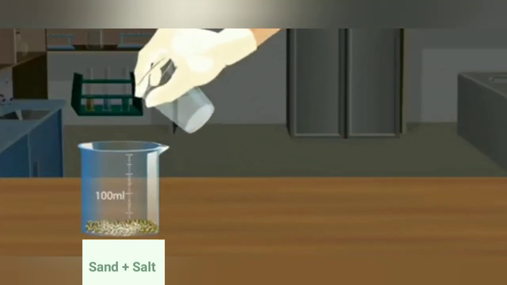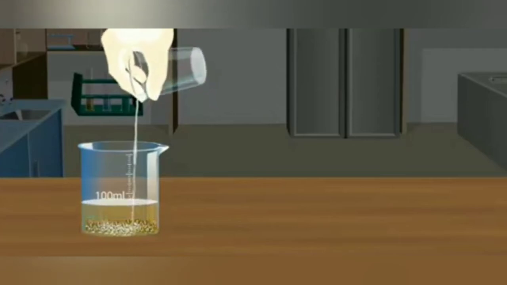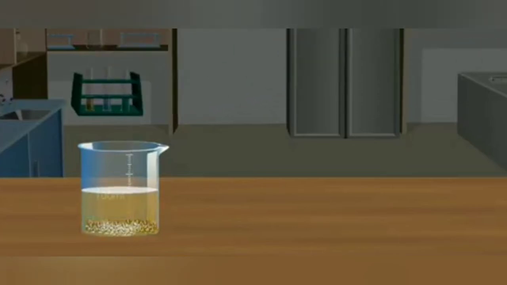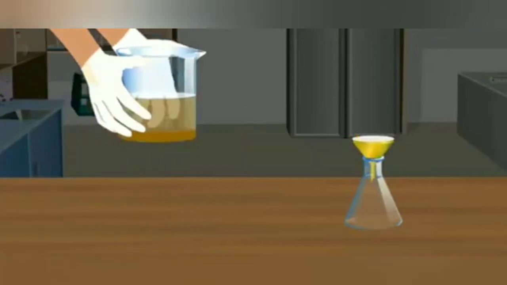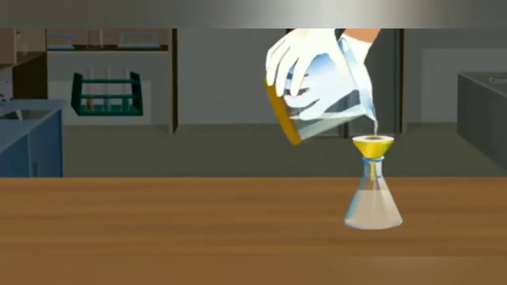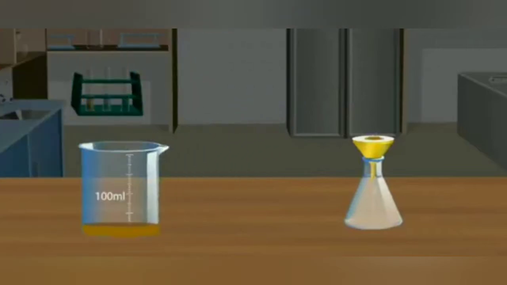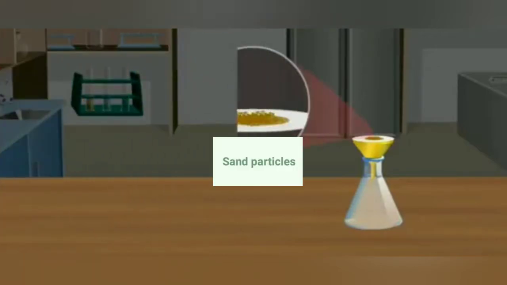Now, add some water into the mixture. Stir the mixture thoroughly. Filter the mixture into a conical flask using a filter paper. Sand particles, being insoluble and bigger in size, remain on the filter paper.